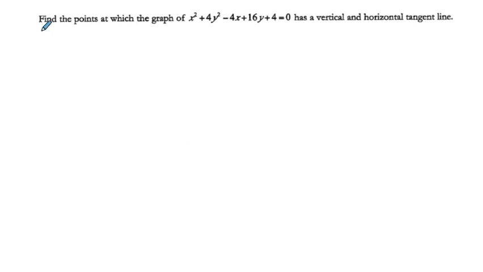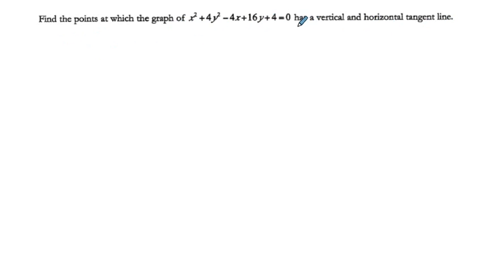It is seldom in creating my video lessons that I have the opportunity to do something that I haven't seen done on YouTube before, but this is one such instance. I ran across this implicit differentiation problem. Find the points at which the graph of x squared plus 4y squared minus 4x plus 16y plus 4 equals 0 has a vertical and horizontal tangent line. So what we're going to do is find those points, which are going to trace the outlines of the shape of an ellipse.